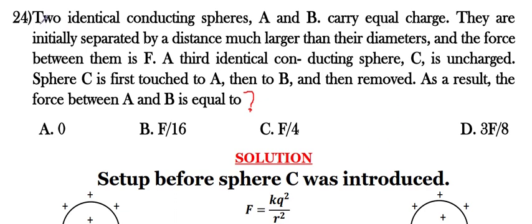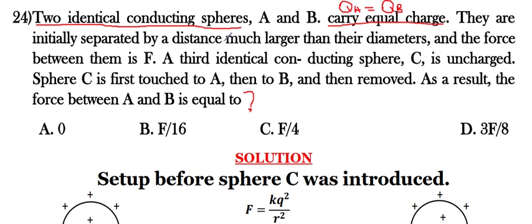Okay, they said two identical conducting spheres. The first thing to take note of is that there are two identical conducting spheres. The spheres are spheres A and B, and they carry equal charge. So if the charge is Q, then the charge of A, Q of A, must be equal to Q of B. That is, the charge on sphere A must be equal to the charge on sphere B.